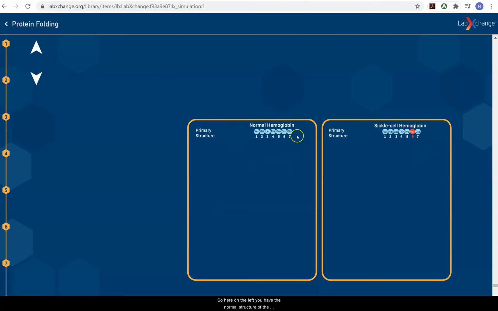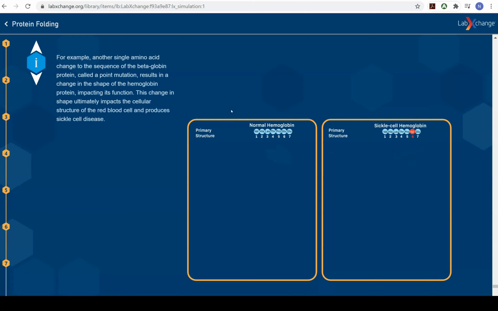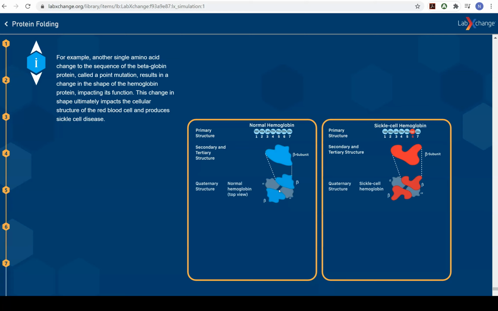So here on the left, you have the normal structure of the protein. And on the right-hand side, you have the version with this new sickle cell version where that mutation has occurred. So this mutation in the sequence of the gene winds up changing the sequence of the protein or the primary structure. It also affects the secondary and tertiary structure as well, changing it from this blue shaped structure more towards this red shaped structure of the beta subunit.